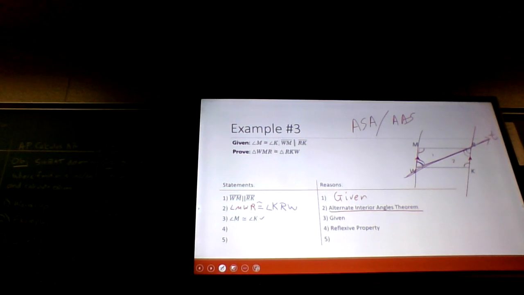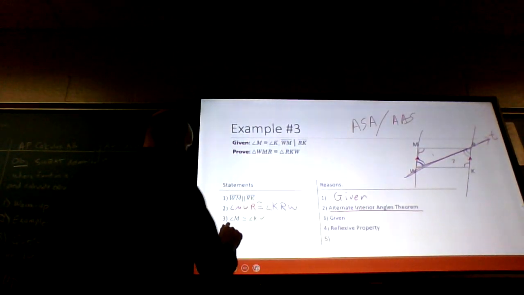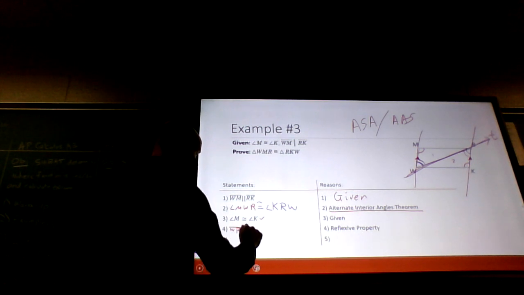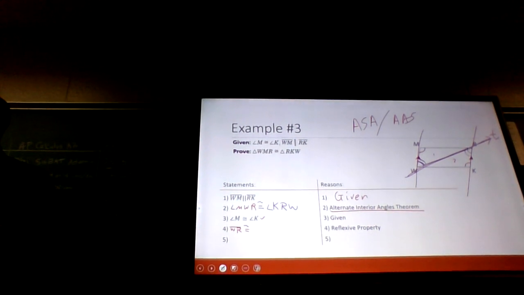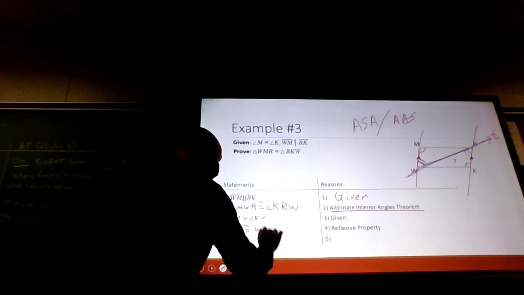Uh-oh, number 4. Ishmael, you're out again. I said reflexive property. Who can tell me what has to be congruent to what because of the reflexive property? Come on, Sean? I'll give you a hint, purple. Segment WR is congruent to what? No! To itself, Sean. WR is congruent to? Which is? WR. WR. Very good. There we go.